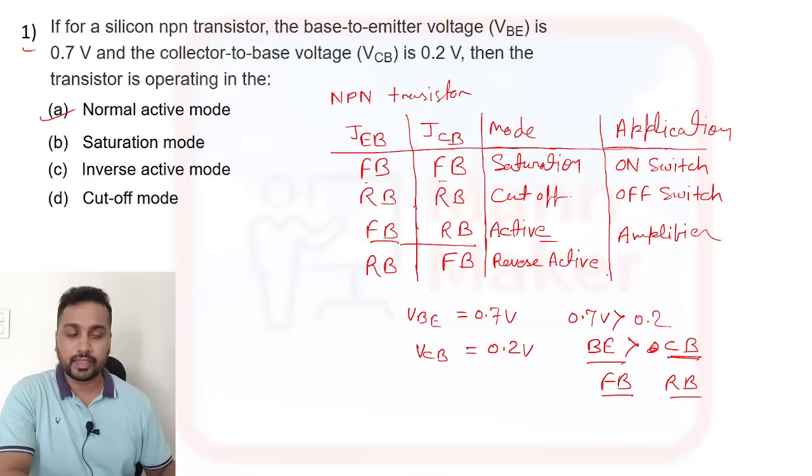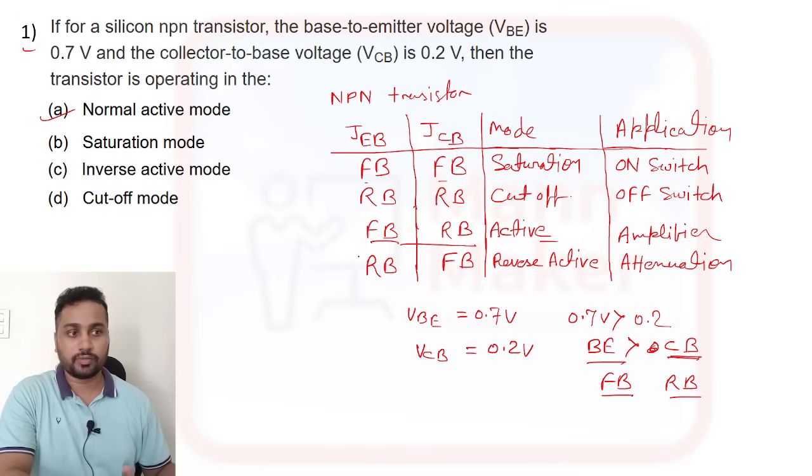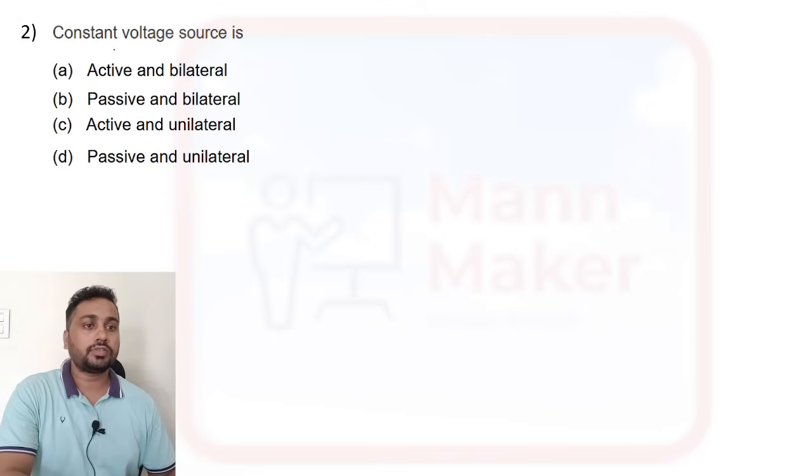When this is in reverse active, then it will work as an attenuation. All right, this table is very important, you have to remember it, because in every exam you will get a question from this table. All right, so from here option A is the right answer. The next one is constant voltage source. So what is a constant voltage source?